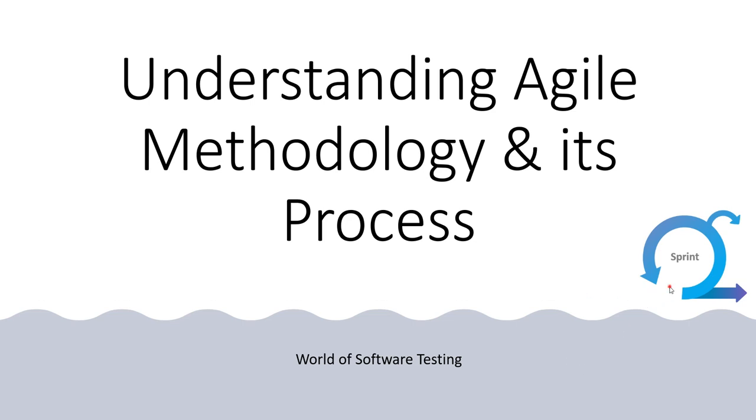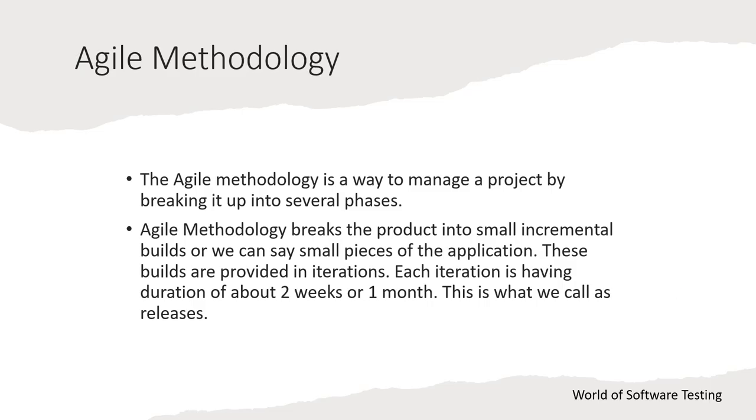So, let's discuss first the agile methodology. So what is agile methodology? The agile methodology is a way to manage a project by breaking it up into several phases. So we are managing the project by breaking the complete project into several phases. It involves constant collaboration with the stakeholders and continuous improvement at every stage. Once the work begins, the team cycles through the process of planning, executing, and evaluating. Continuous collaboration is vital both with the team members and project stakeholders.